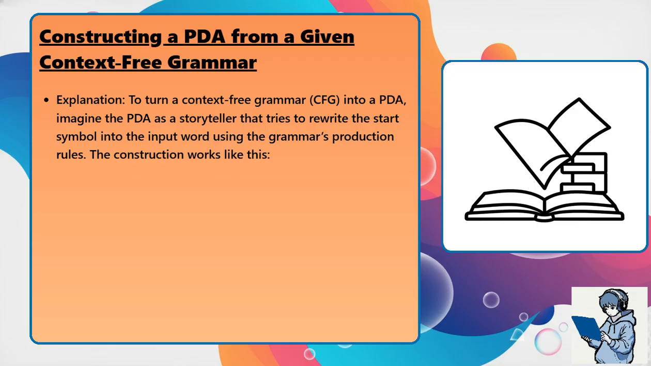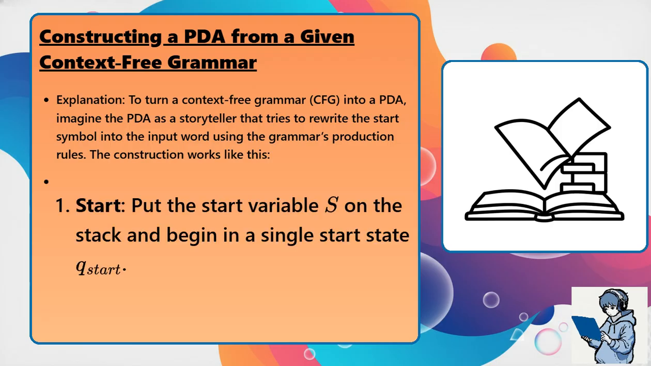Explanation: to turn a context-free grammar, CFG, into a PDA, imagine the PDA as a storyteller that tries to rewrite the start symbol into the input word using the grammar's production rules. The construction works like this. 1. Start. Put the start variable S on the stack and begin in a single start state q_start.